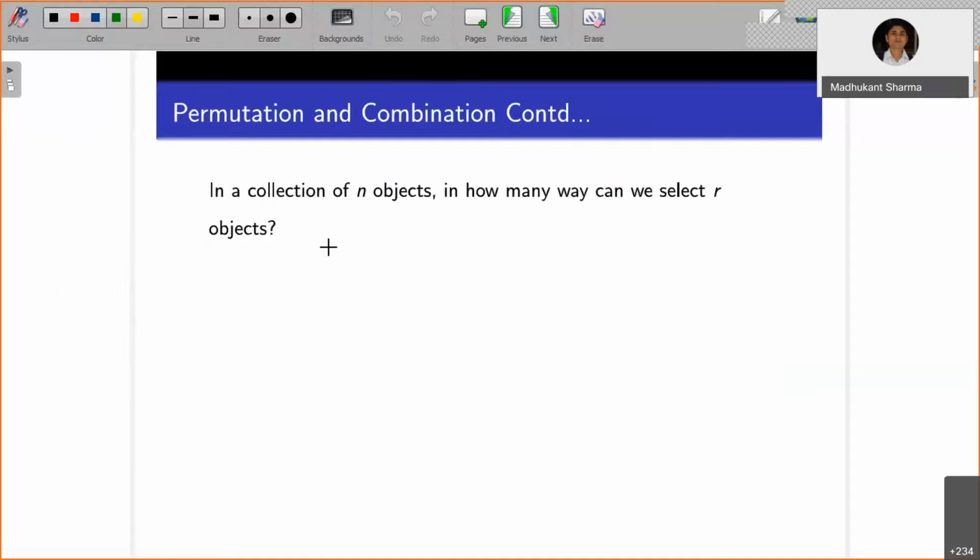Right, now in a collection of n objects, in how many ways can we select r objects? If the order is important, there are 2 possibilities: either order is important or not important. Another thing is that replacement may or may not be there. Suppose replacement is there, it means once you draw, you replace it, and then you draw again.